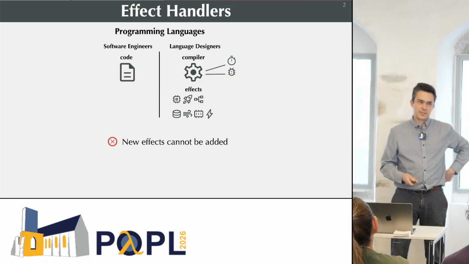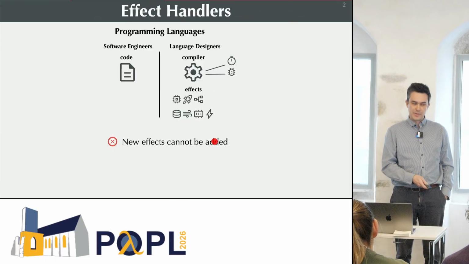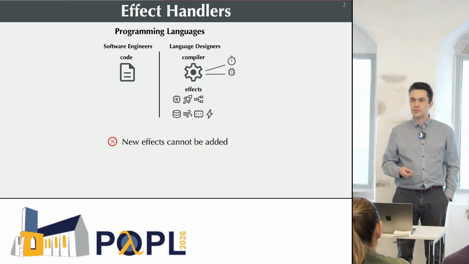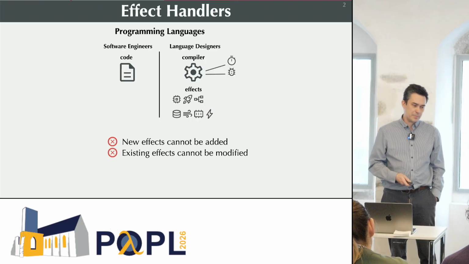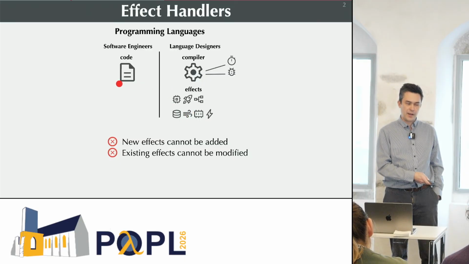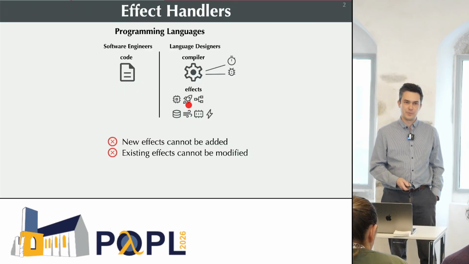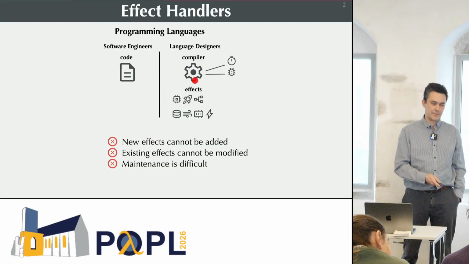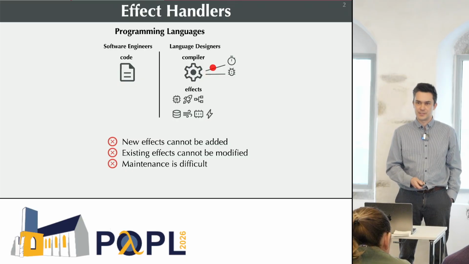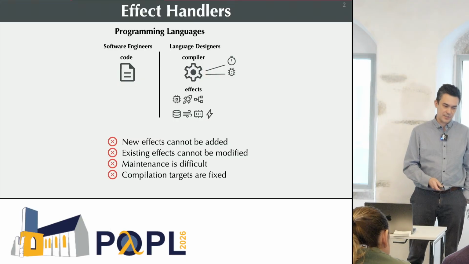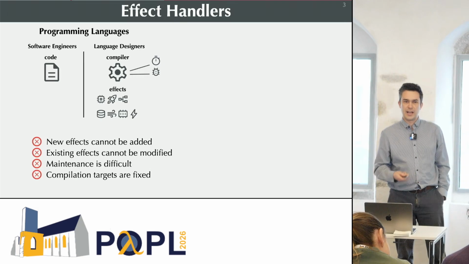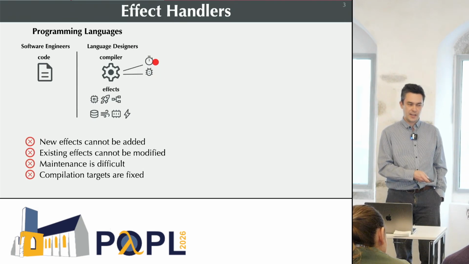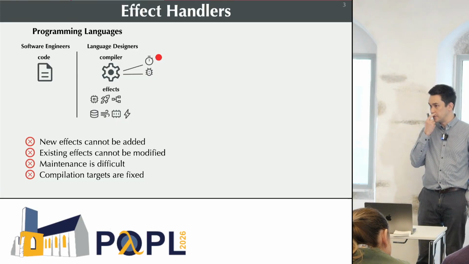But there are problems with this. New effects can't really be added unless the compiler supported them in the first place in some way. Existing effects can't be modified by the software engineer because they don't have access to the compiler. Maintenance is difficult. If the software engineers find a bug, they have to wait for the compiler writers to fix it. And compilation targets are fixed, so you can only have the two modes that were enabled by the compiler to start with.